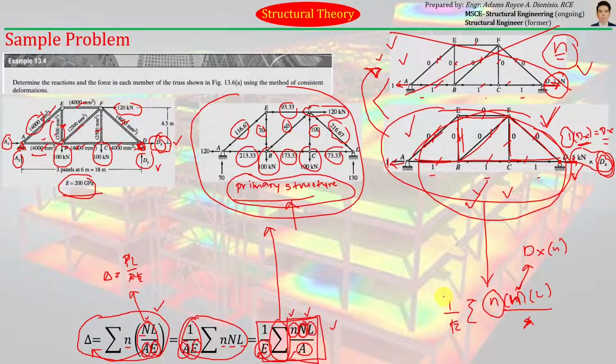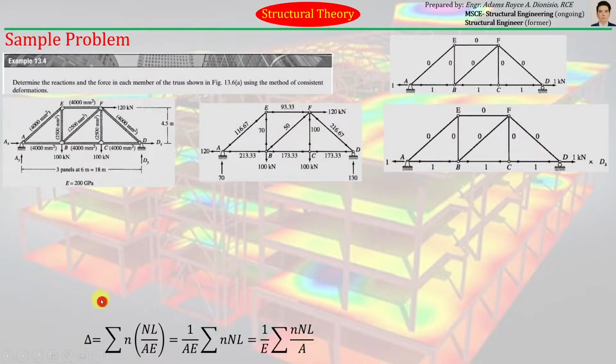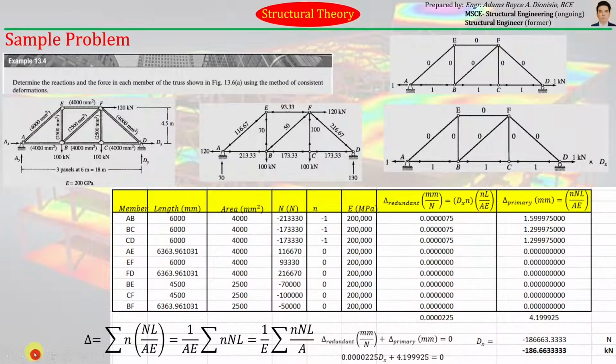So for this particular example, just to reduce the computational effort, I have used Excel to minimize the computational effort and to make a systematic way of solving this problem. So you can see here the 9 members: the first member, second, third, fourth, fifth, sixth, seventh, eighth, ninth member. And you can see here their corresponding lengths.